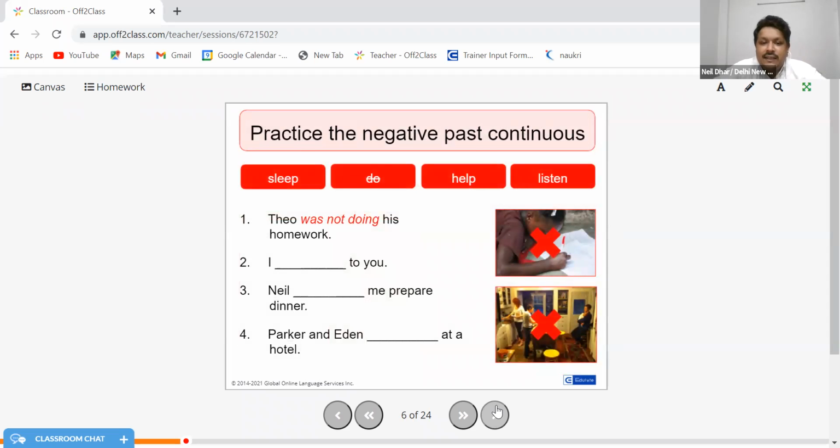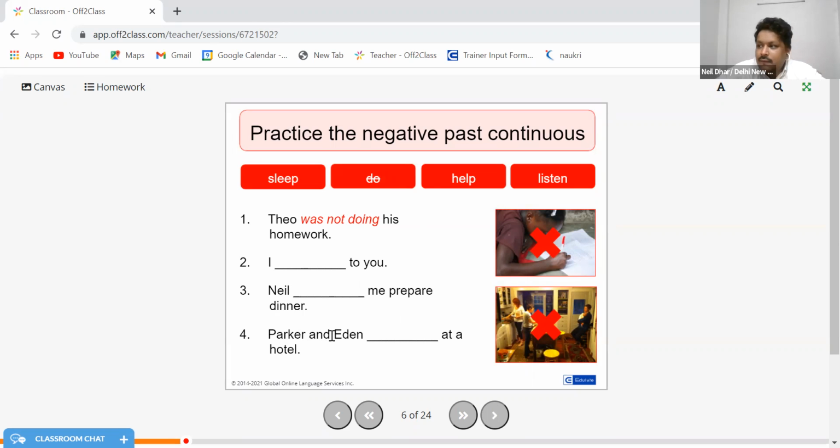Practice negative past continuous. In the previous activity, we practiced the positive form. Let's practice the negative form. Theo was not doing his homework. The positive would be Theo was doing his homework. I was not listening to you. What we would do is match the words on top mentioned in red to the appropriate word in the sentence. So do is already used. The next one, I was not listening to you. Next one, Neil. That's again my name. Neil was not helping me prepare dinner.